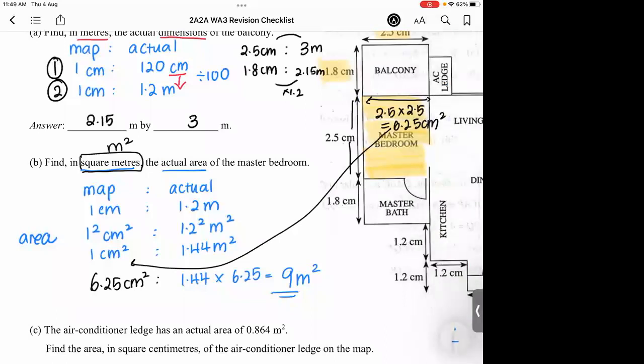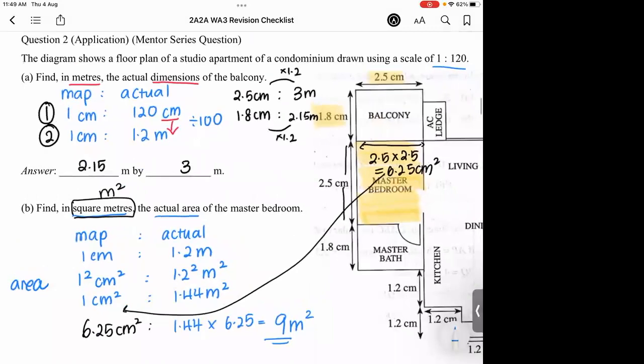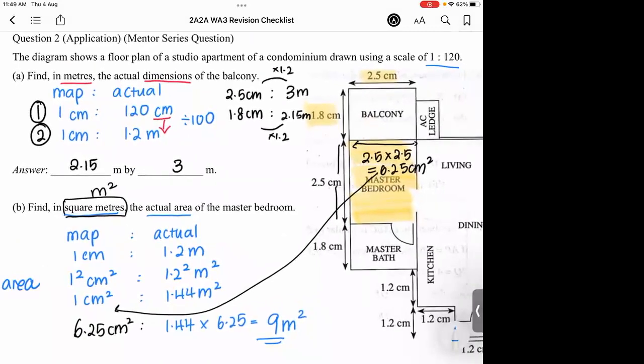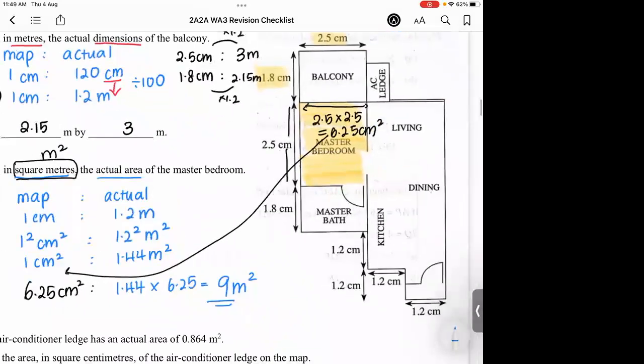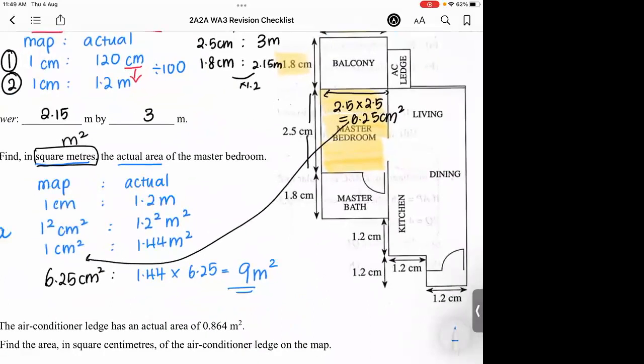So the thing that we need to do, this is a practical application of the question. You need to read the scale that's given, right? And then find the corresponding measurements. There are so many measurements in the diagram. Find the correct set of measurements that you need.